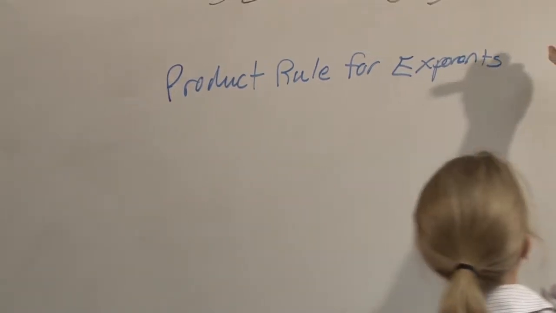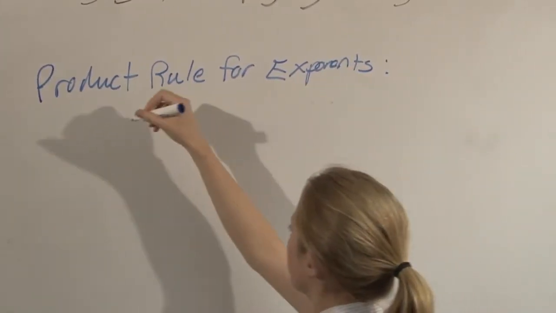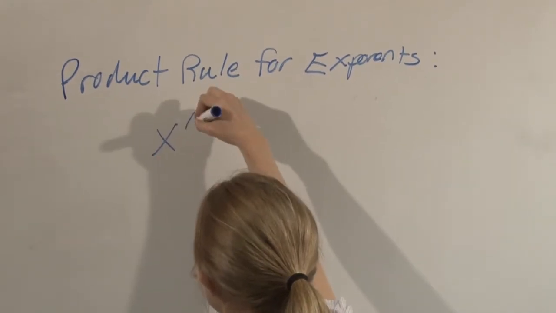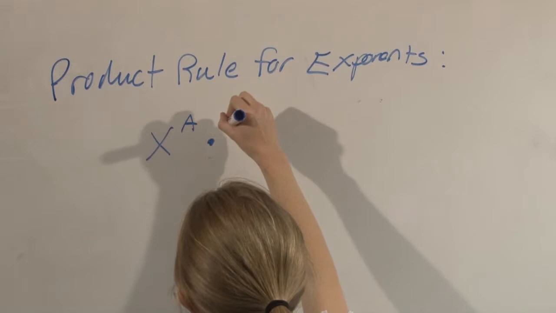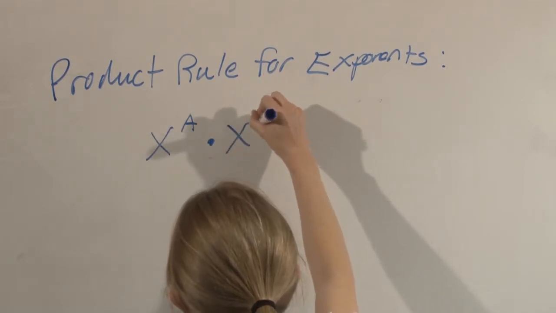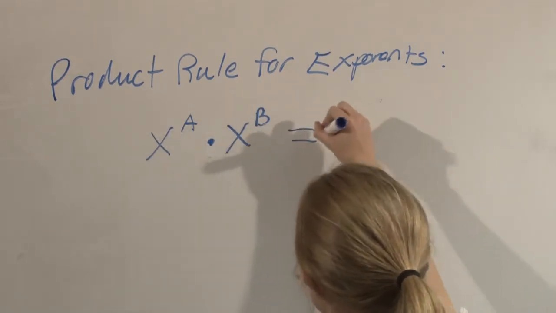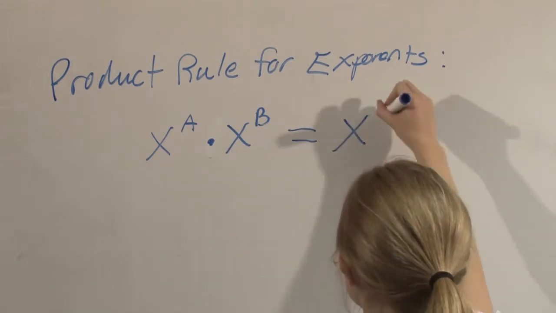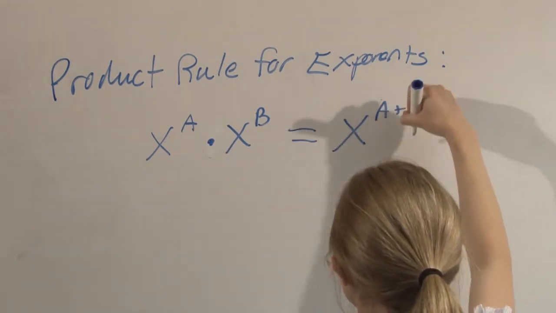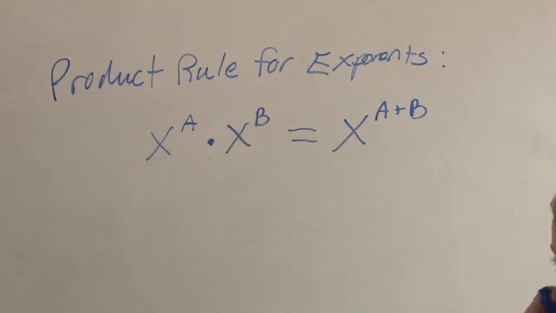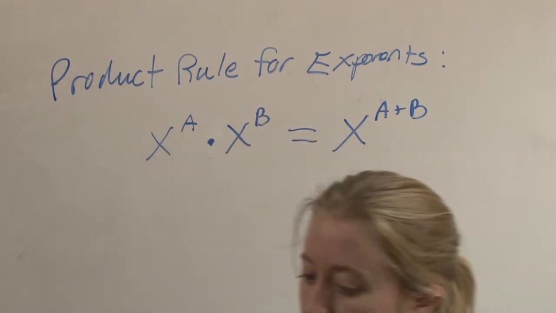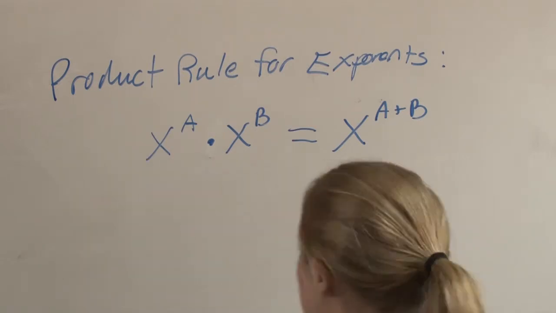And that is, if I have a number raised to a power and I multiply it by the same number raised to another power, the answer is going to be that number raised to the sum, not the product, of the exponents. So we're going to use that when multiplying polynomials.